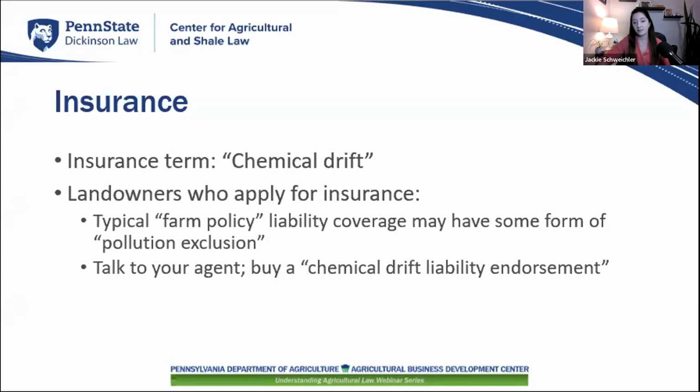Insurance for pesticide applicators often includes drift, but it doesn't always include drift. When you start looking into this, note that insurance companies might use the term chemical drift too, so keep an eye out for that. They might use pesticide drift or non-target application, but I would look for chemical drift.